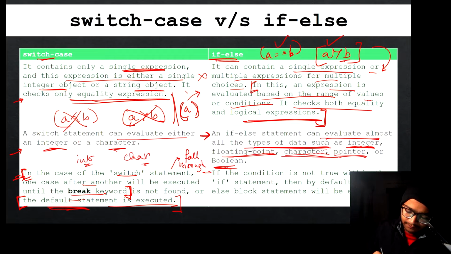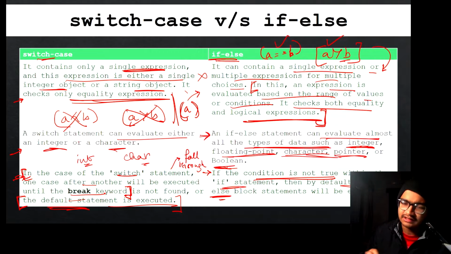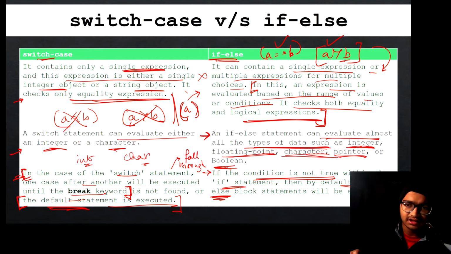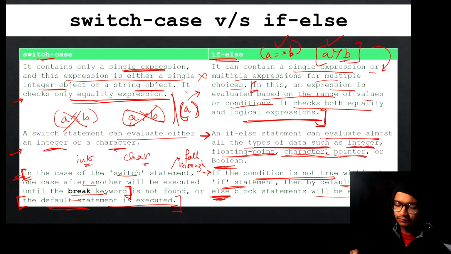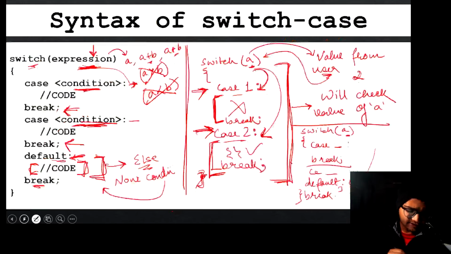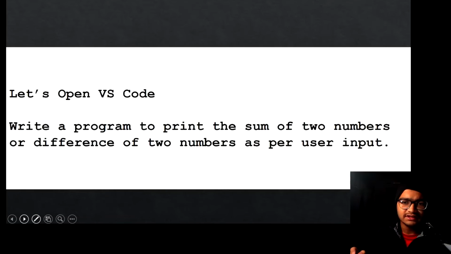And see here, what is the contrary to this? If the condition in the if block is not true within the if statement, then by default the else block is executed. We already know about this, that if the condition in if is false, then the else block is executed. Okay, now let's see a program where we implement this switch case operation.